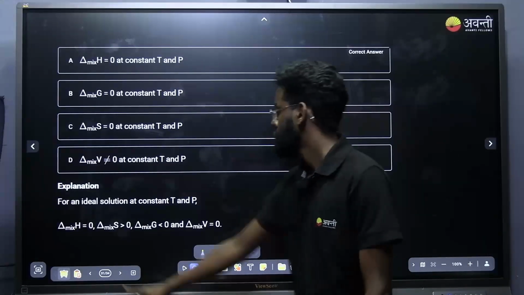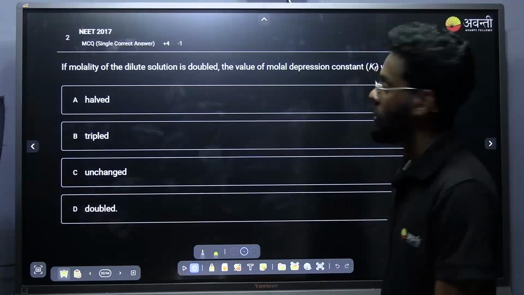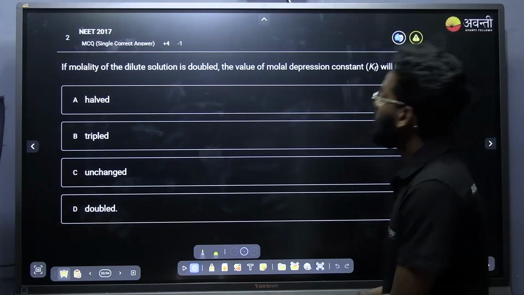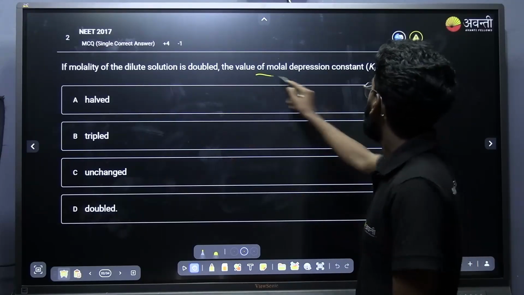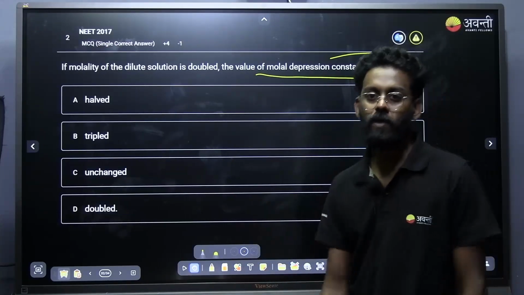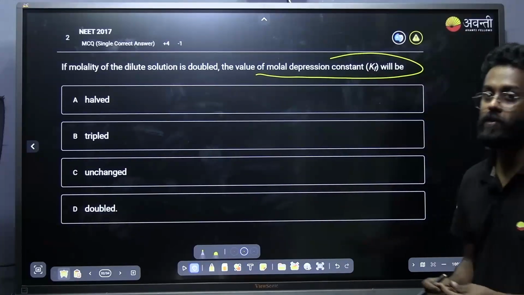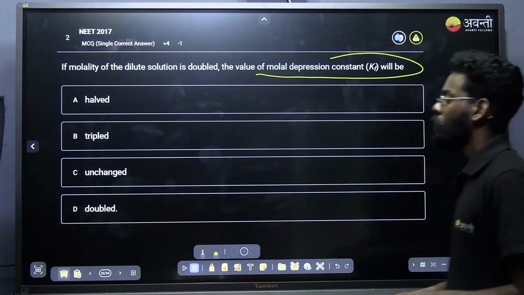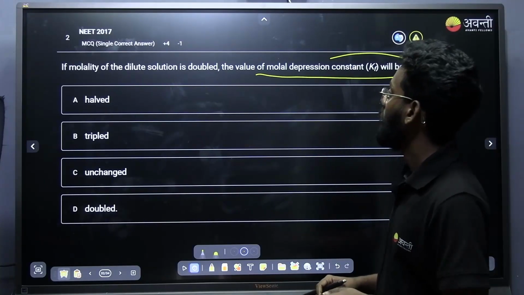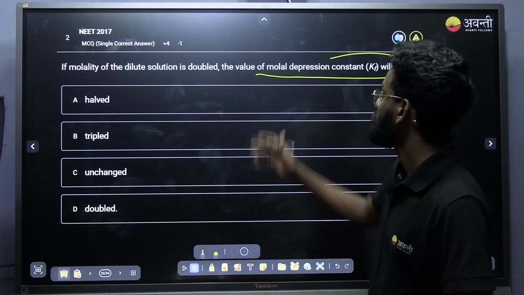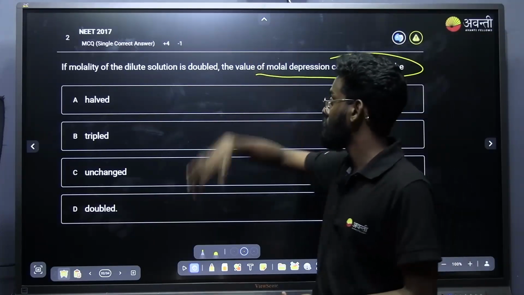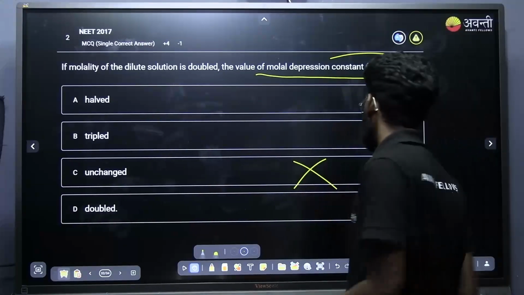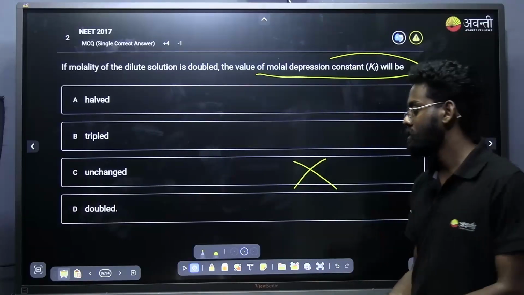Now the last and final question. We are going to end this section. If the molality of a dilute solution is doubled, the value of molar depression constant Kf, what is Kf? Does it have any relation with Kgf? No, right, it is Kf. What is the relation between this Kf and the molality? If I am doubling the molality of a dilute solution, I am increasing the concentration. The value of molar depression constant, there is no change in the molar depression constant.